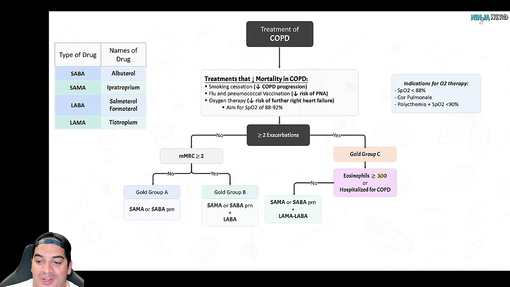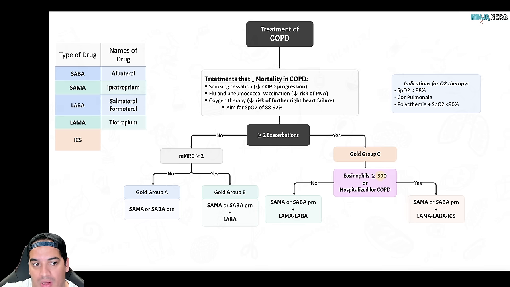If their eosinophils are greater than or equal to 300, or they have been hospitalized for COPD, this is really bad because this patient is really gonna be in need of inhaled corticosteroids. The more exacerbations they have, the more there is the need for inhaled corticosteroids to reduce the inflammation. And so I would continue the SAMA or the SABA, but I would add on an inhaled corticosteroid. So they would be on a SABA, for example, albuterol when they're dyspneic, and then daily LAMA, tiotropium, daily salmeterol, and daily inhaled corticosteroid. And this would be an example like budesonide or fluticasone.